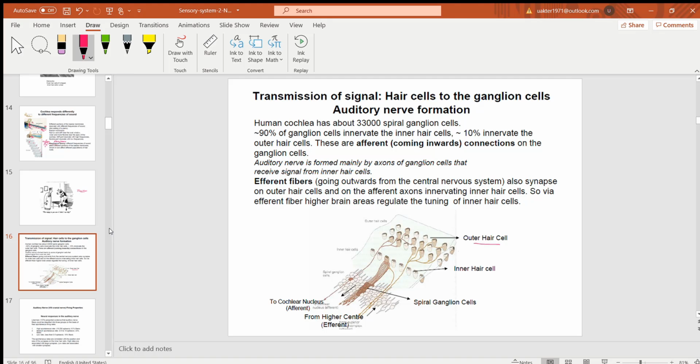So outer hair cells are here and inner hair cells are here. Okay, and these are the ganglion cells, spiral ganglion cells, and ganglion cells are located in the ganglia. You remember in last class I mentioned that mostly bipolar neurons, sometimes pseudounipolar, receive the signal from the hair cells, both inner and outer hair cells. However, one thing you notice here, that more ganglion cells receive signal from the inner hair cells than the outer hair cells. Only few spiral ganglion cells receive signal from the outer hair cells.